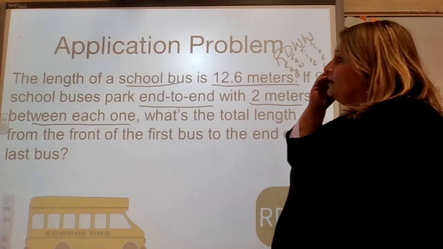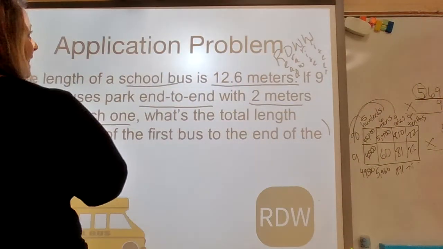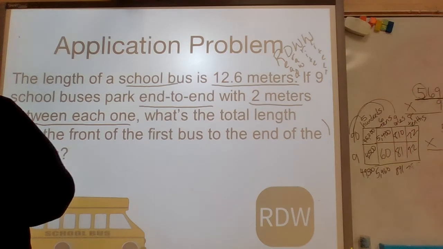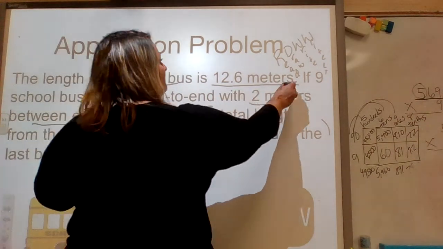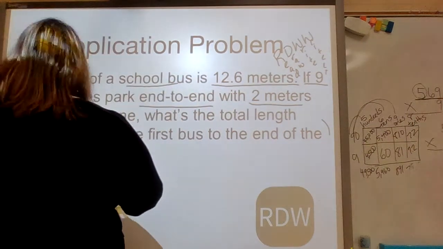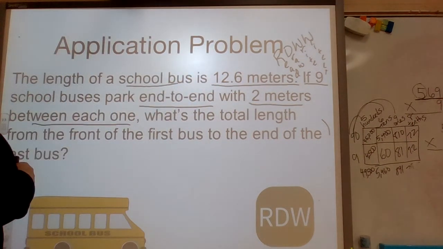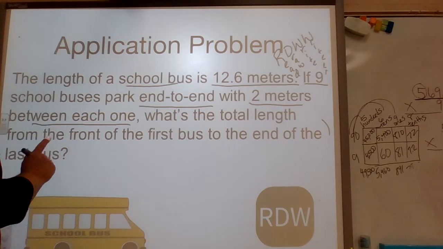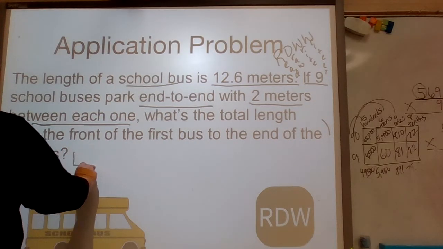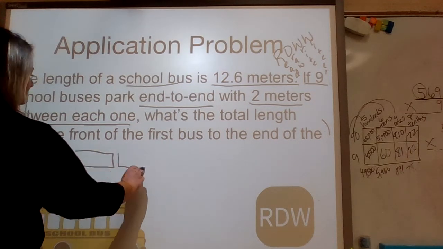What's the total length from the front of the first bus to the end of the last bus? Okay, so we have a length, and we know that if 9 school buses park end to end, I forgot to underline that. So we have 9 school buses. And I know that the length of one school bus is going to be 12 6/10. So I'm going to draw out 9 school buses.